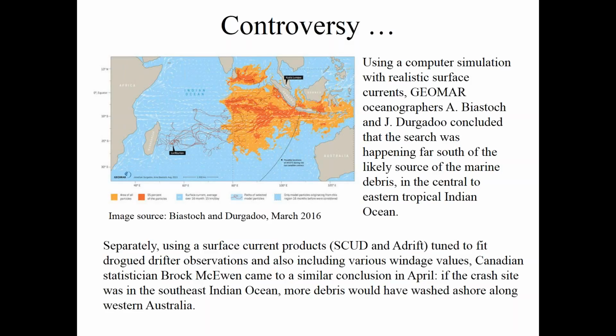This was backed up by calculations done by a statistician named Brock McEwen from Canada, who used a couple of different products. SCUD is tuned to fit the drifter observations. Adrift actually uses the drogued and the undrogued drifter observations. He did a lot of different statistical simulations and said it's extremely unlikely that the crash happened here. It's much more likely that it happened up here for the debris to end up there. And if it had happened here, much more of the debris would have washed up in Australia.